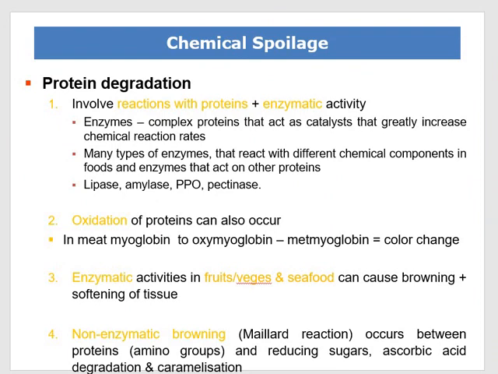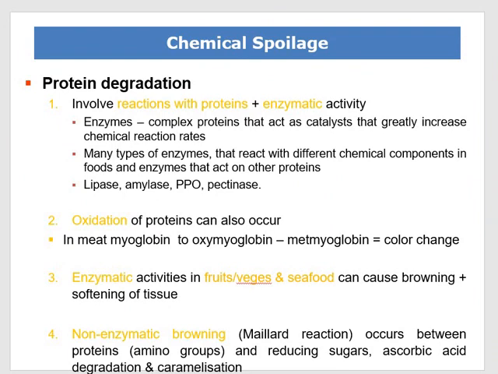But when bruising takes place, those components come into contact, and then in the presence of oxygen, browning takes place. So then that also affects the softening of the tissue. So it affects your seafood, your fruits and vegetables.